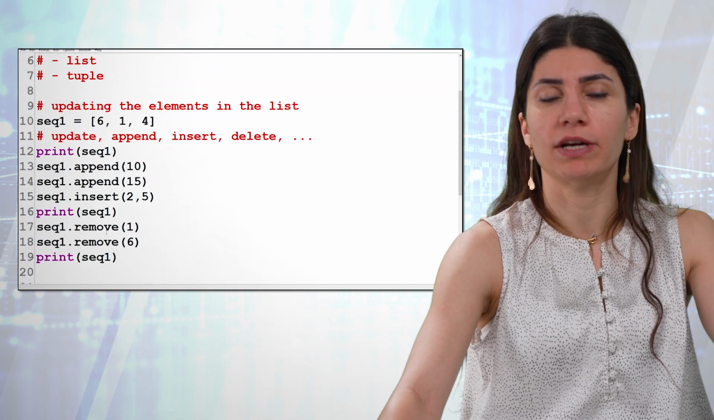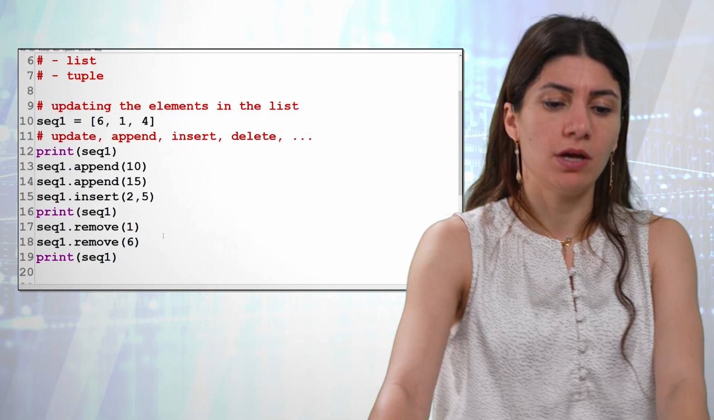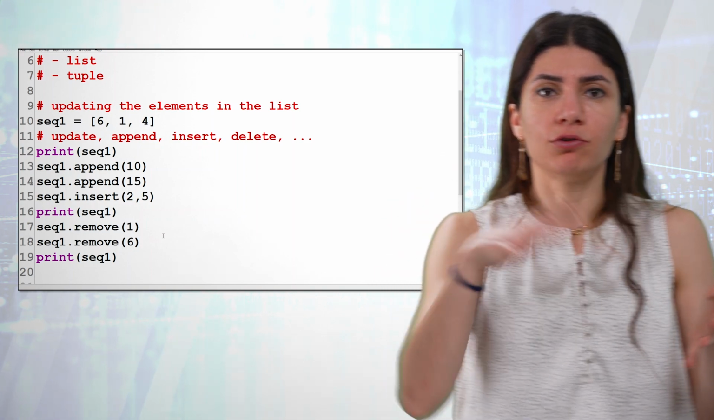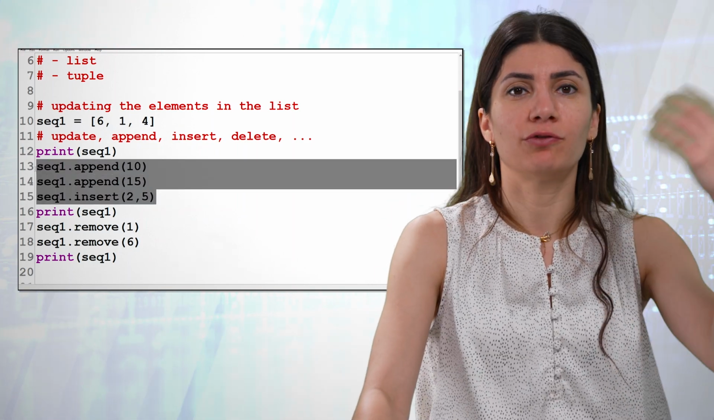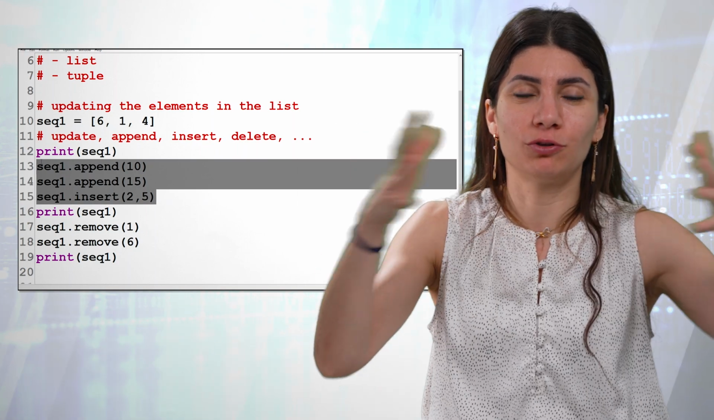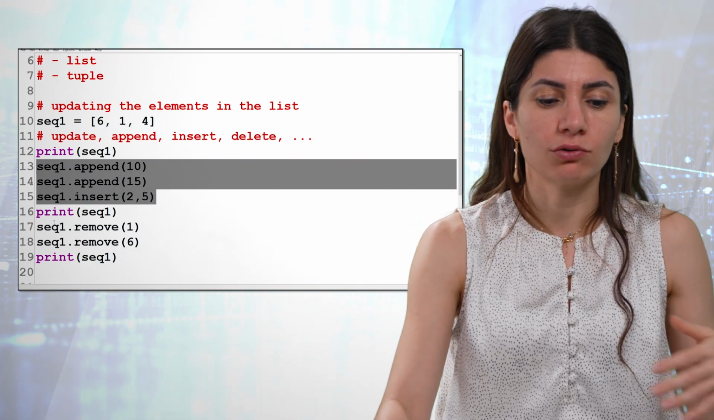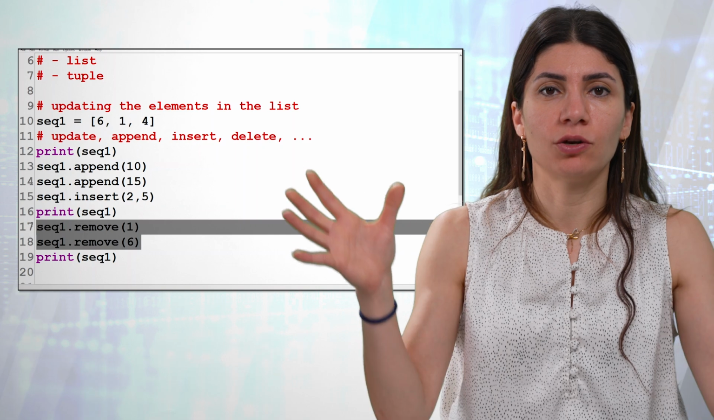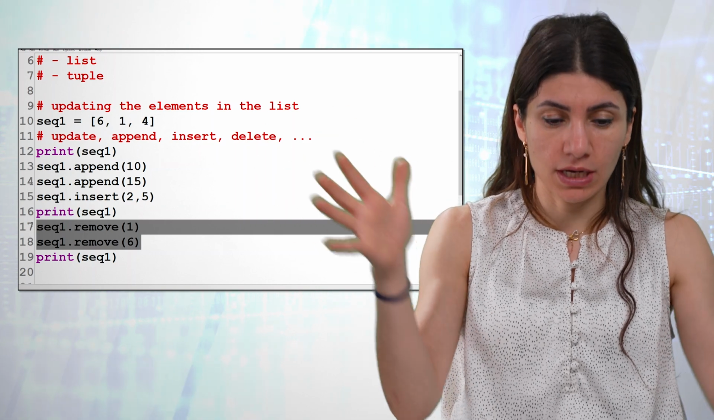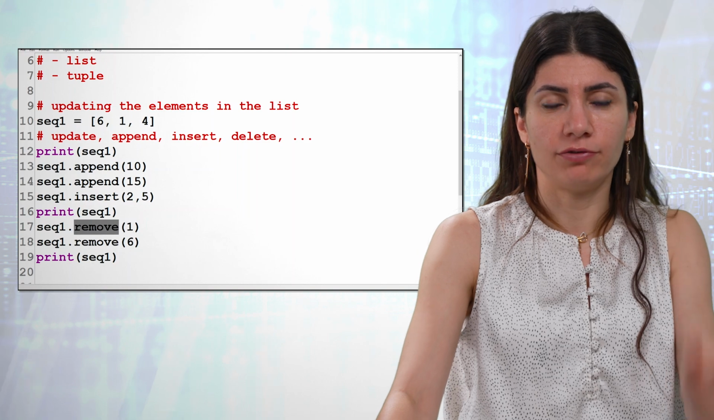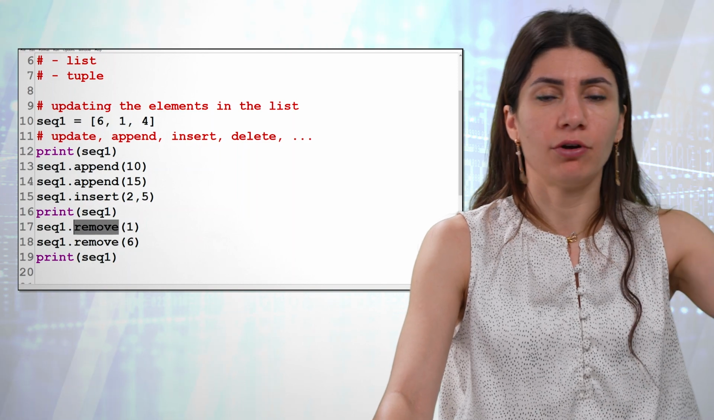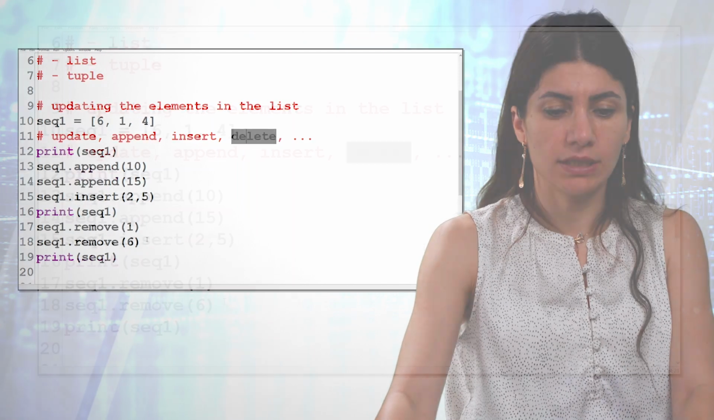Okay, so you can remove as many items as you want from your list. Just be mindful that when you're adding stuff, you're making your list grow. It gets bigger. When you're removing stuff, you're making your list shrink. You're making it smaller. Okay, that was the first way of taking something out of your list. The other method is delete.